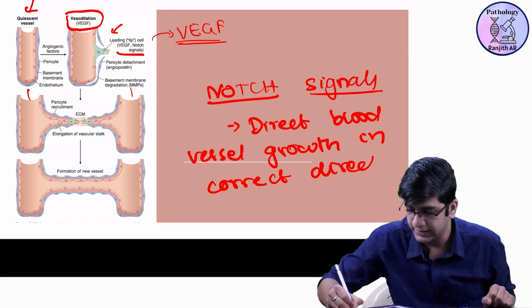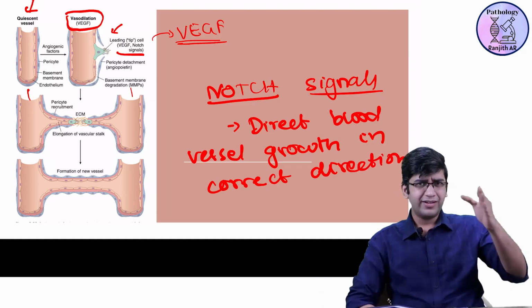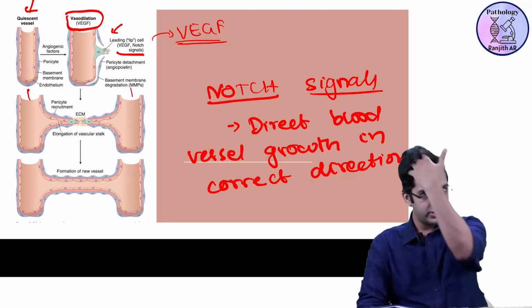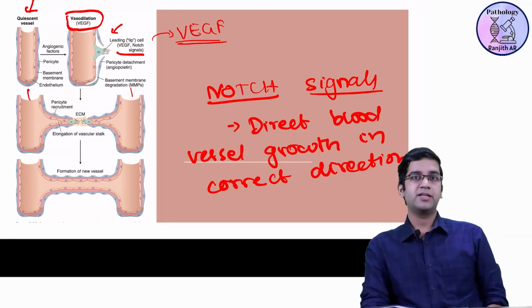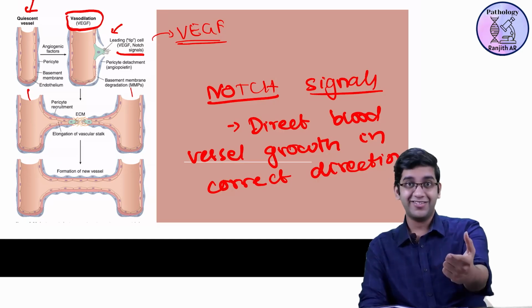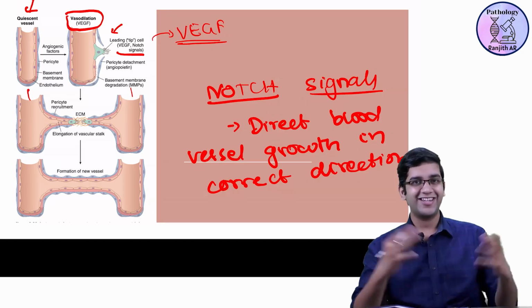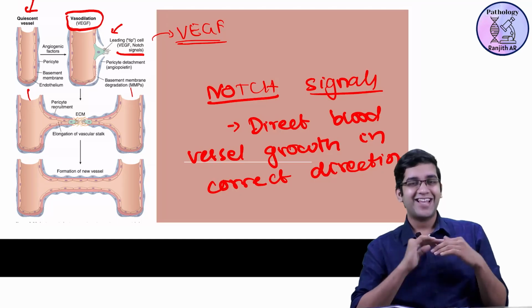Right? This is important for me. They're going to direct the blood vessel growth in the correct direction so that I know, okay, I have to go in this place only. When I go in this place, I'm going to meet my partner. We can join and we can create blood. Right? That's what is required for us.